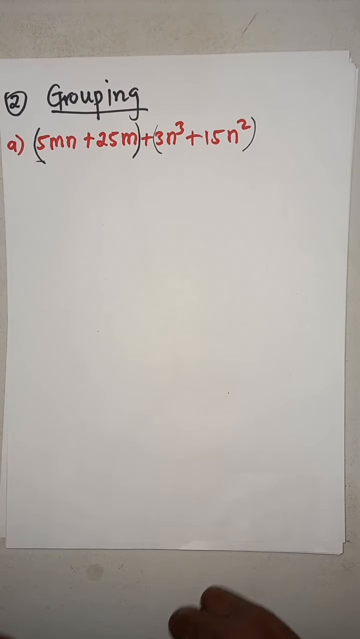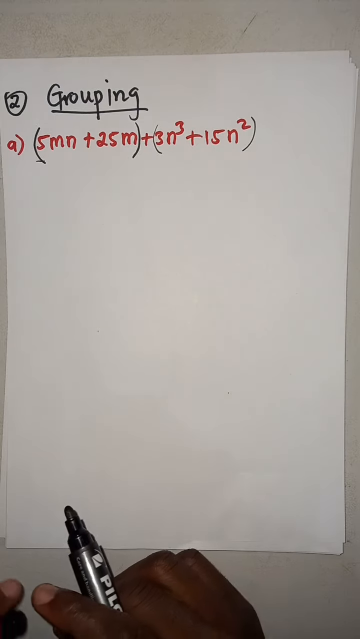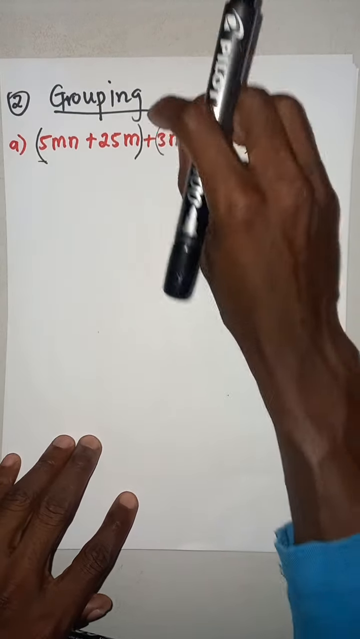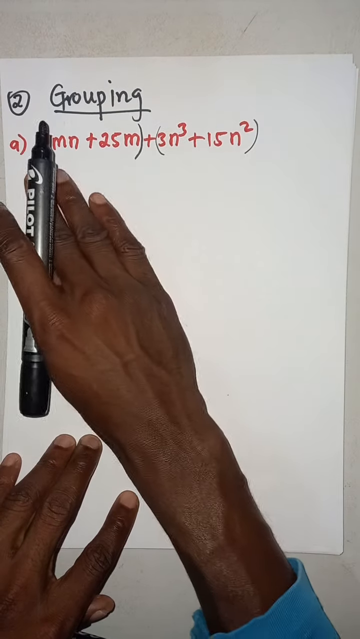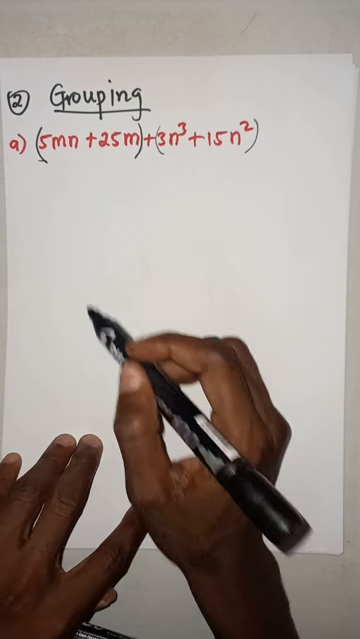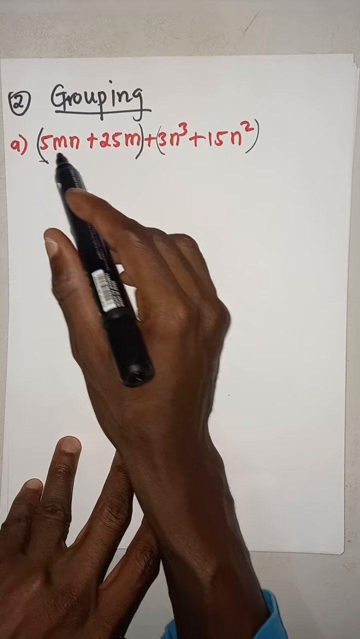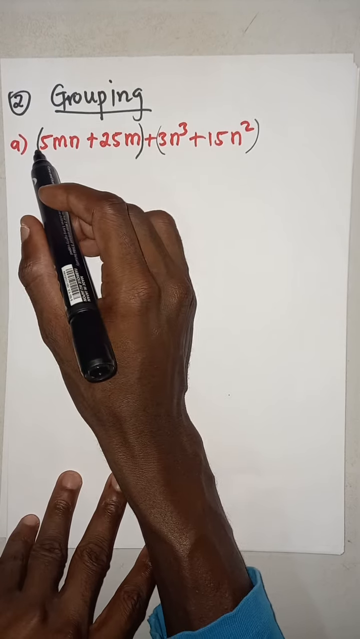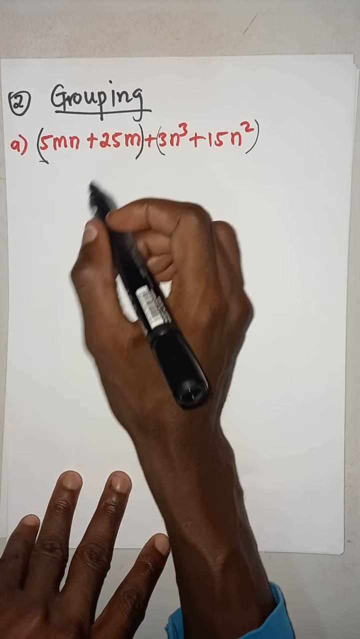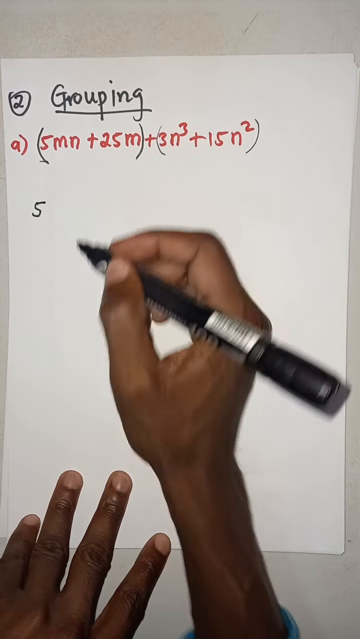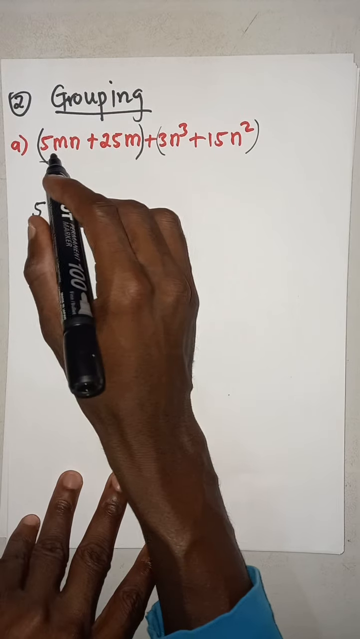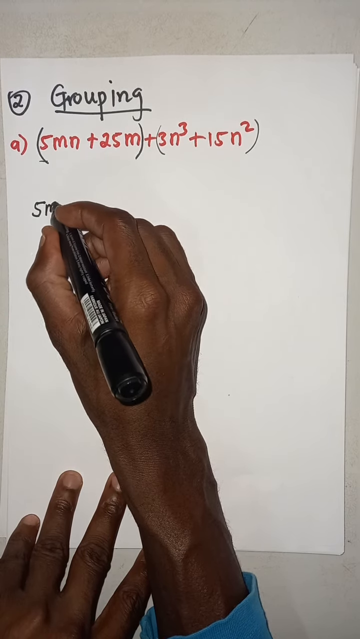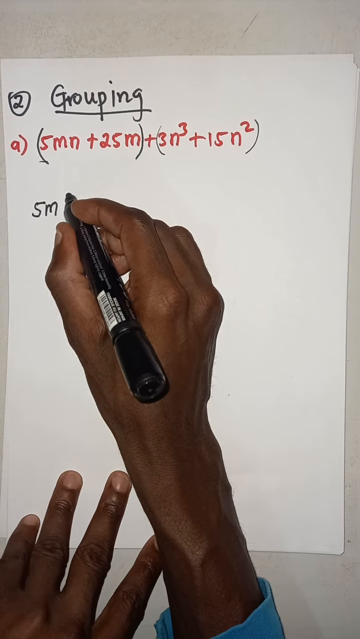So now, how do we factorize by grouping? This is just a repetition of simple factorization. So let's ignore this part and focus on this one only. Let's factorize this one by grouping. The highest common factor of 5 and 25 is 5. The letter appearing on both sides is m, so 5m. Then I open my bracket.